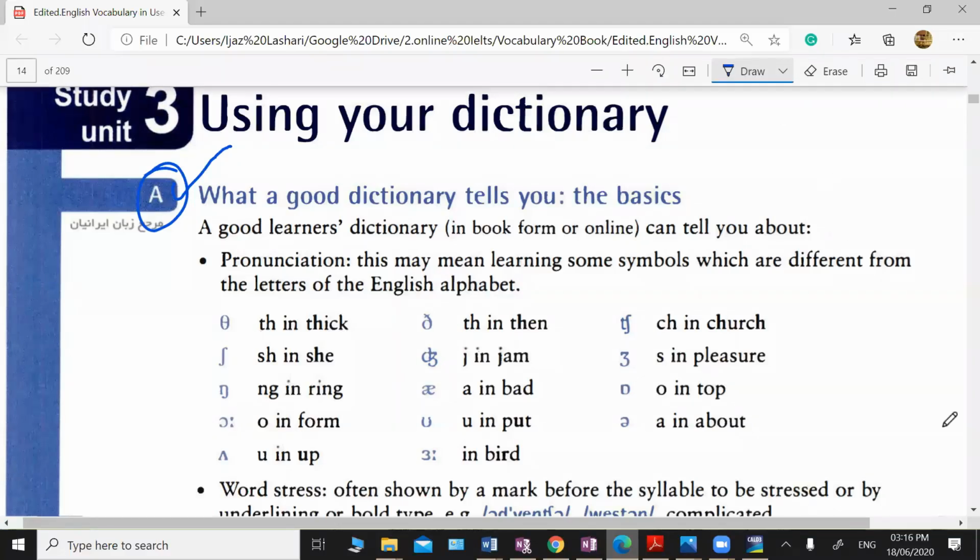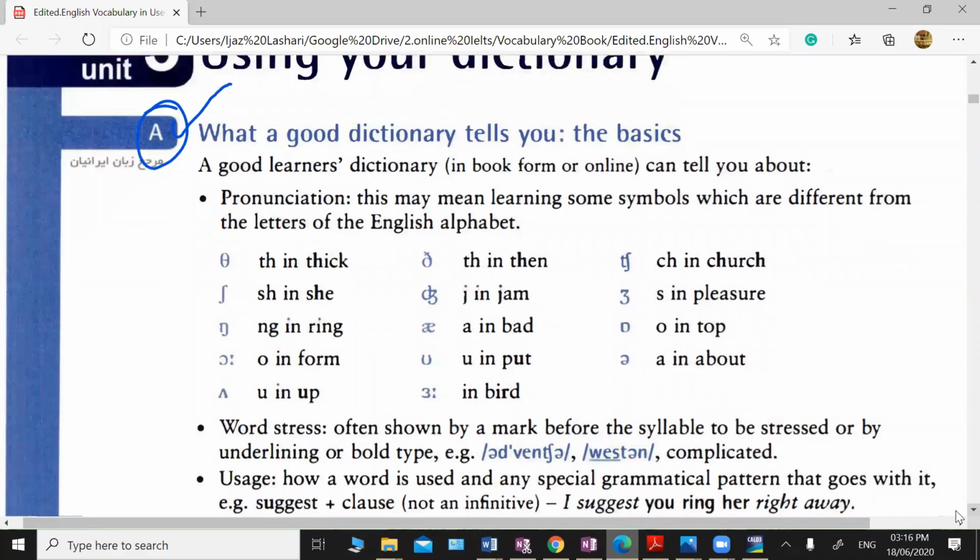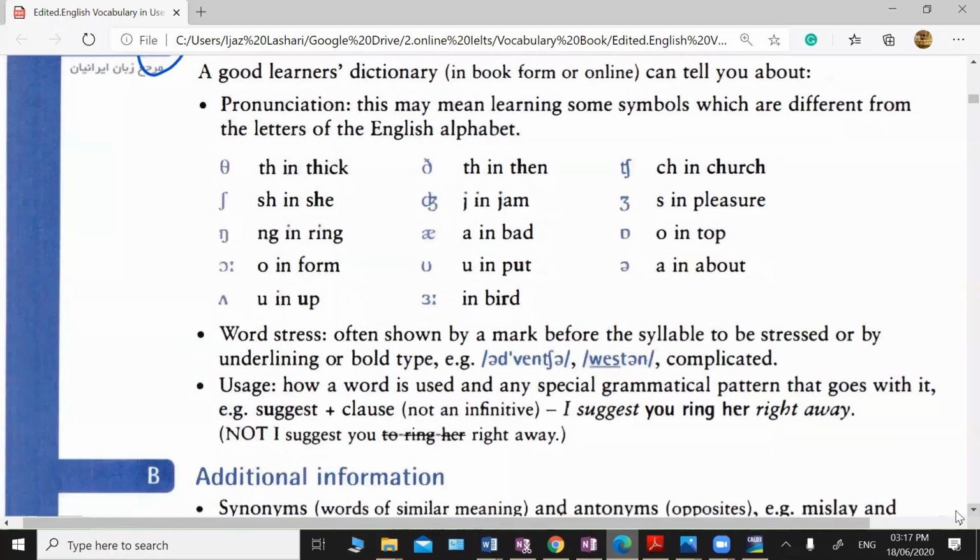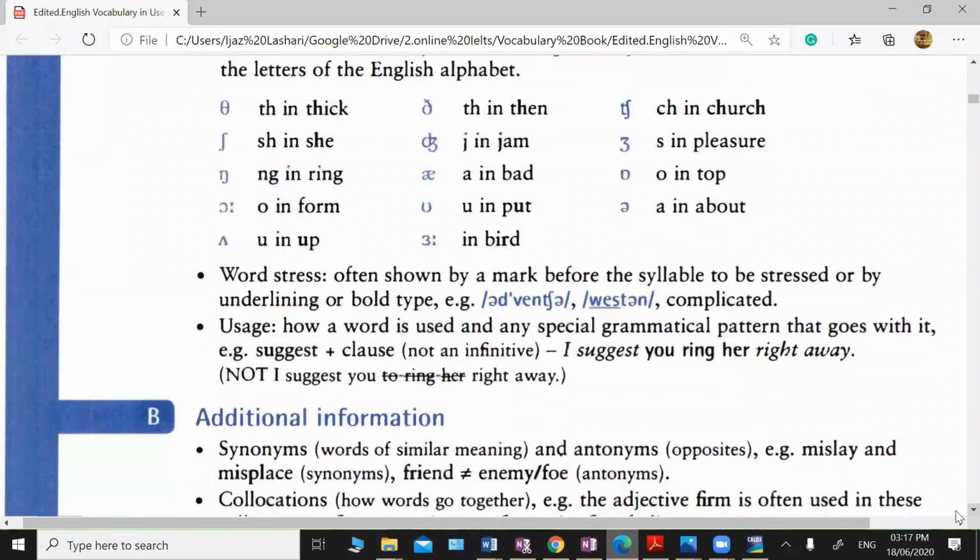So this is one thing. When we look for a meaning in the dictionary, we not only look at the meaning, we also look at the pronunciation of the word. Okay, and these symbols help you to pronounce the word.